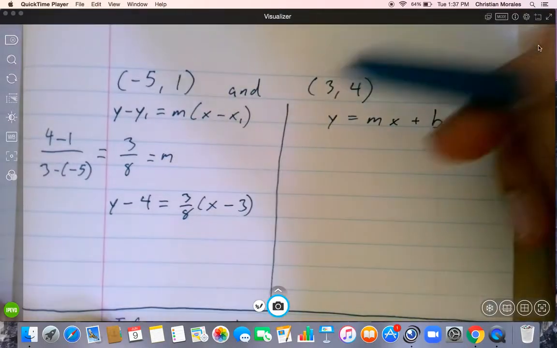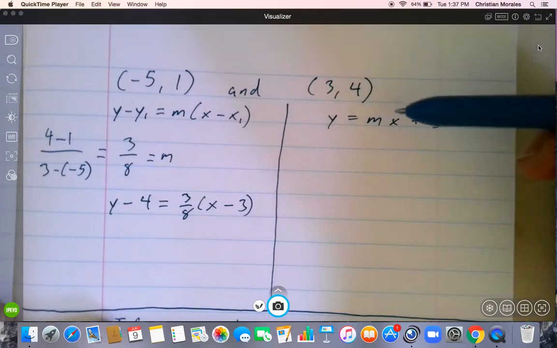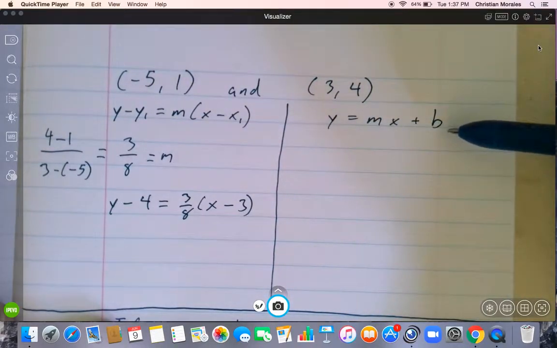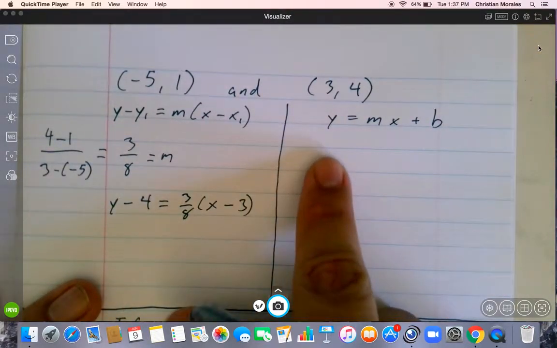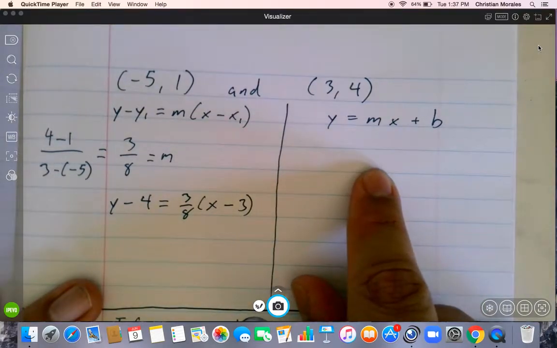Now, one more thing though, before we move on to the word problem. What if they don't want point slope? What if they want it in slope intercept form? We need to talk about that. So I'm going to take this example to show you how I would turn it into this. How do you go from this to this?